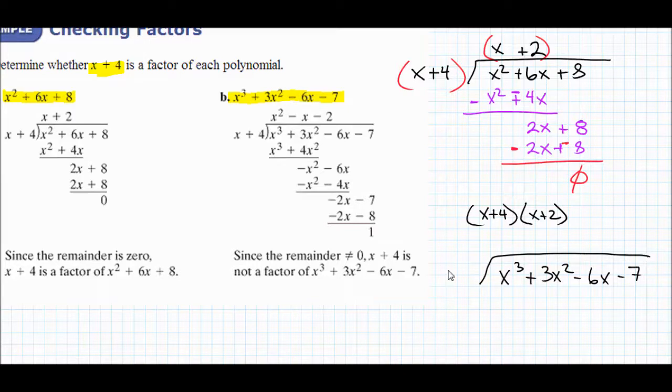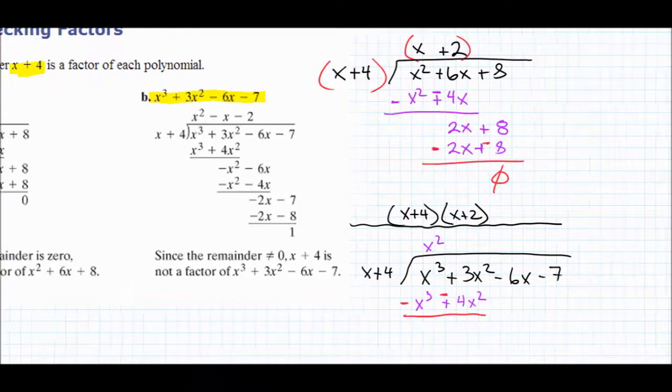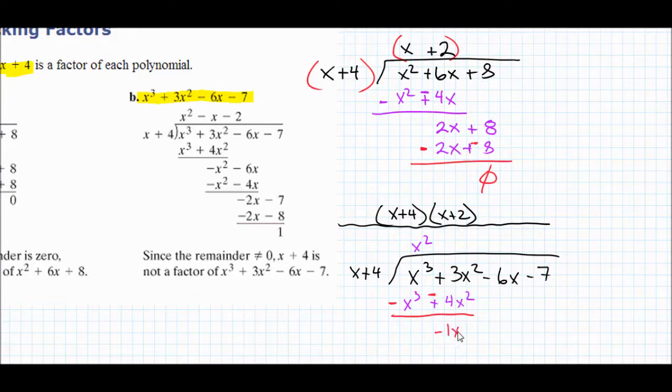We've got a divisor again of x plus 4. So to get x cubed, we have to multiply x by x squared. So x squared times x is x cubed, and x squared times 4 is 4x squared. We have to subtract those, so change the signs. x cubed minus x cubed is 0. 3x cubed minus 4x cubed is negative 1x cubed.